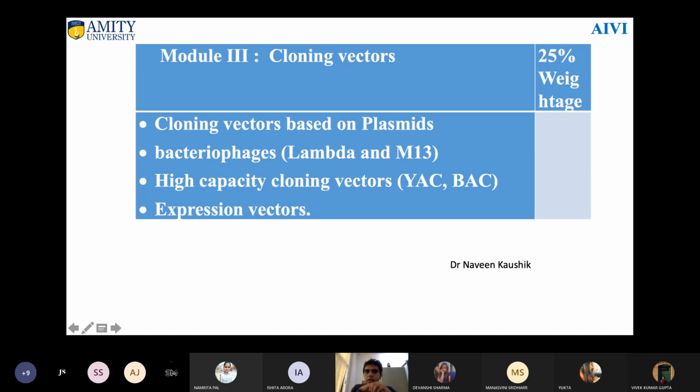Now your job is not just cloning. Cloning means making multiple copies, but you need a product also. For that, some additional component is required in your vector. Your vector must have some extra property so that you can express the gene that you are cloning. So let's come to the term expression vector. These are the components of your module number 3 that we are going to discuss.